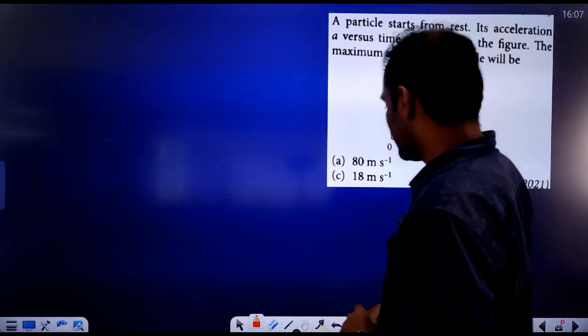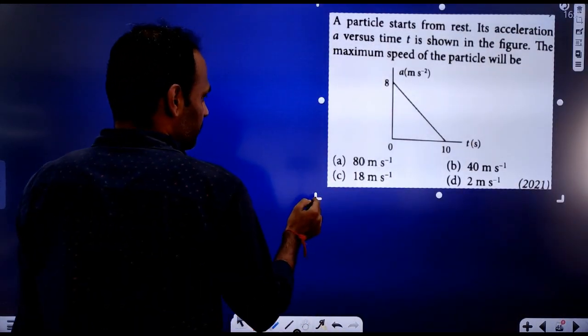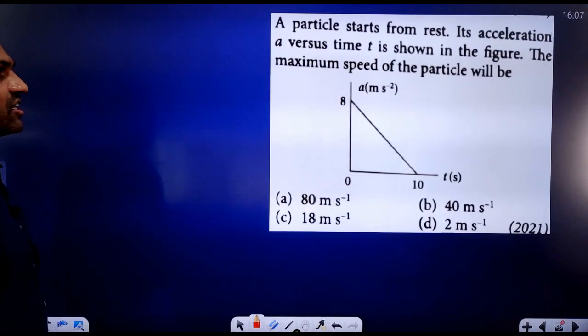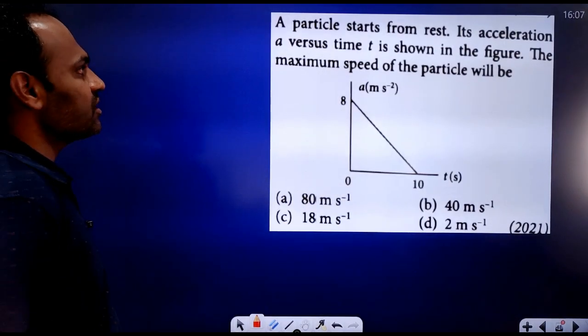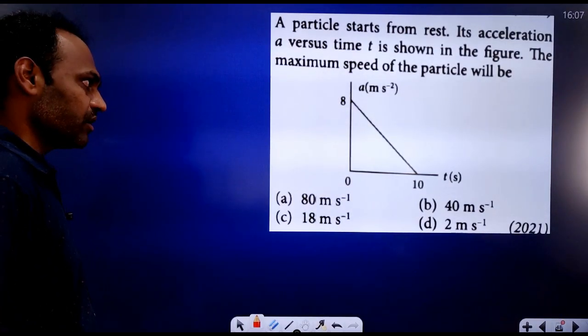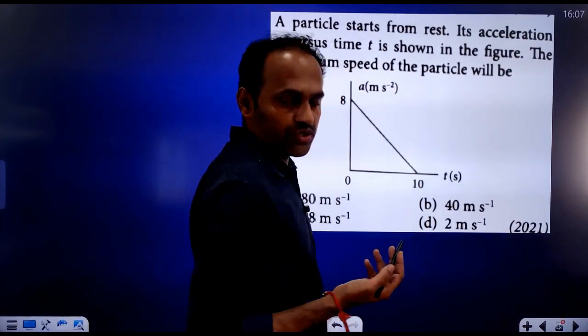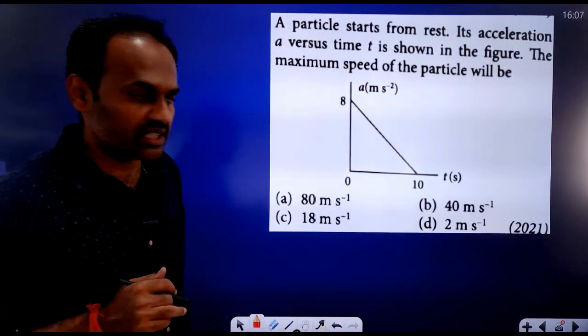Here, it is an AT graph. A particle starts from rest. Its acceleration A versus T is shown in the figure. The maximum speed of the particle will be? What does area under the AT graph give? Area under the AT graph gives us change in velocity, right?